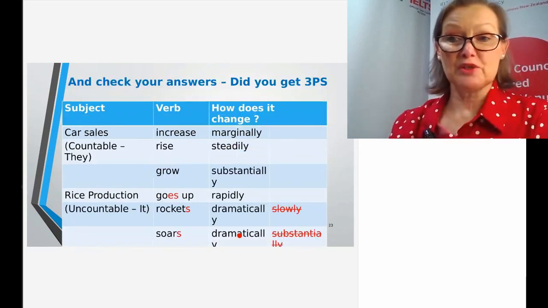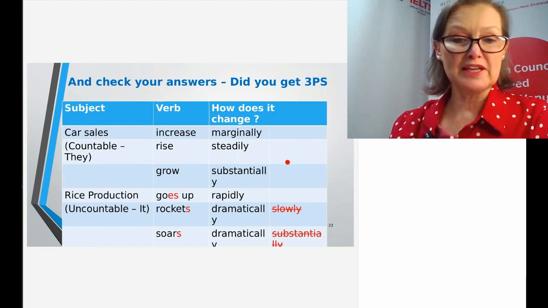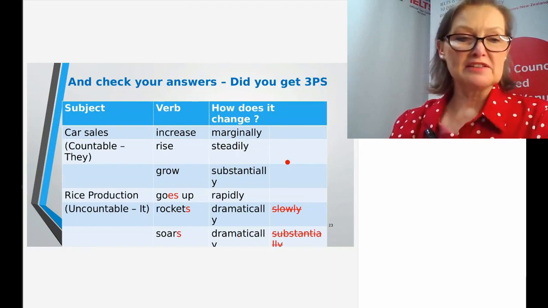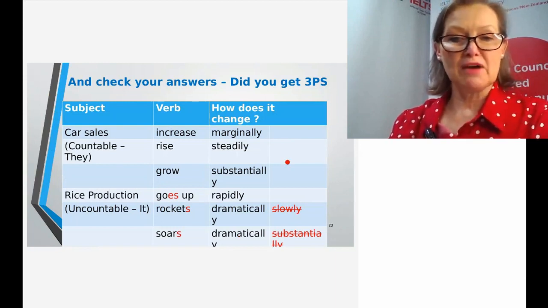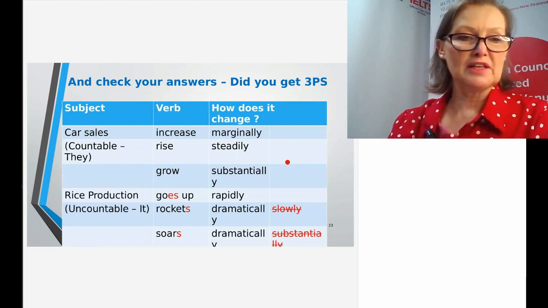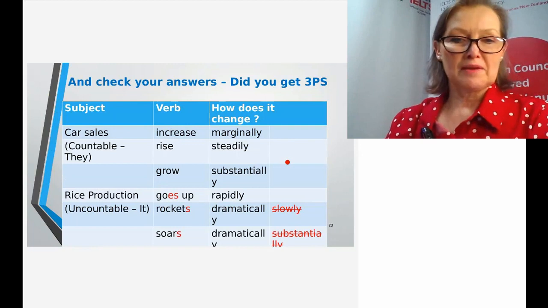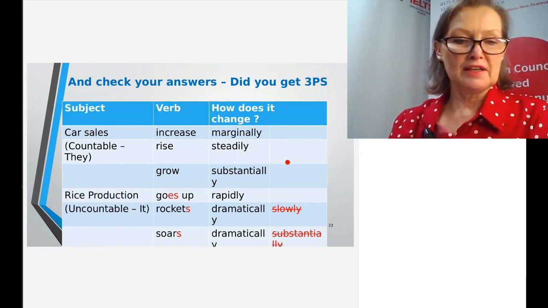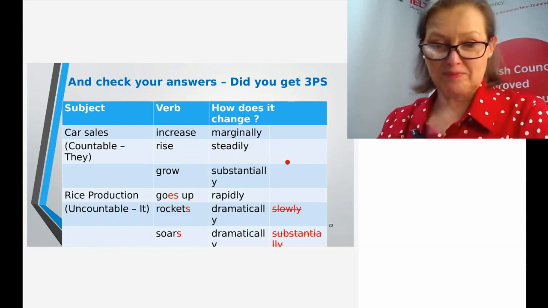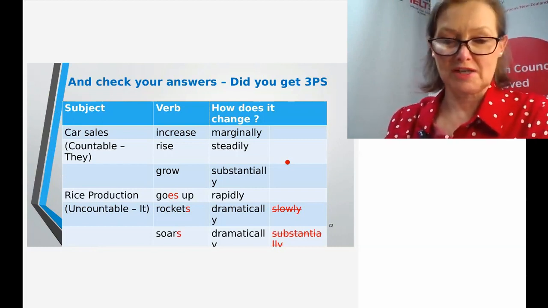Did you get your third person singular correct? Car sales increase marginally. Remember, these are our countable. Anything countable. And then once again, anything uncountable, car sale, rice production goes up, or rice production rockets up.